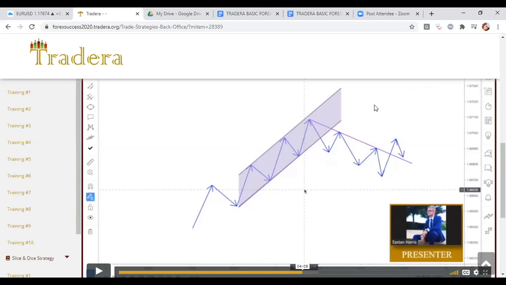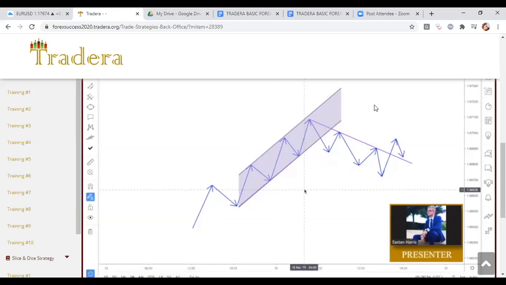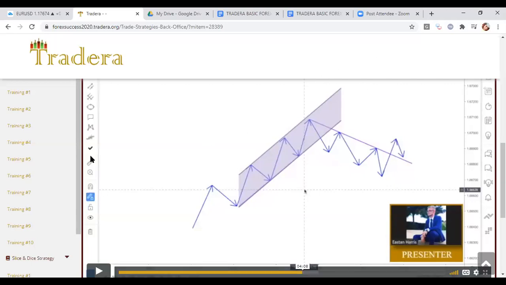Does that make sense to you? I have another question. Yes, ma'am. Over on your tools, there is a ruler, and I've seen you pull from it. What is that ruler? This ruler right here, yes, ma'am, is your pip counter.